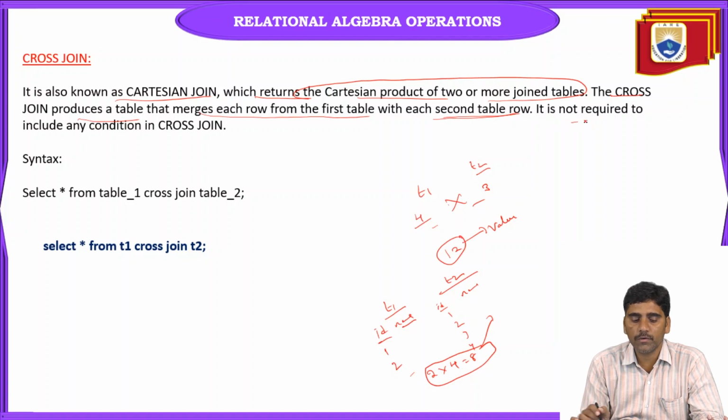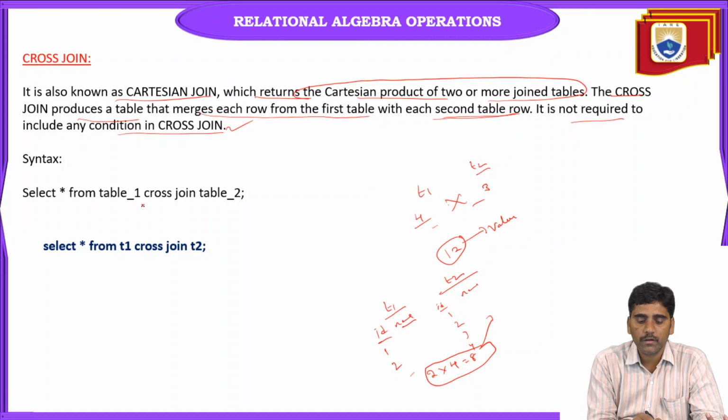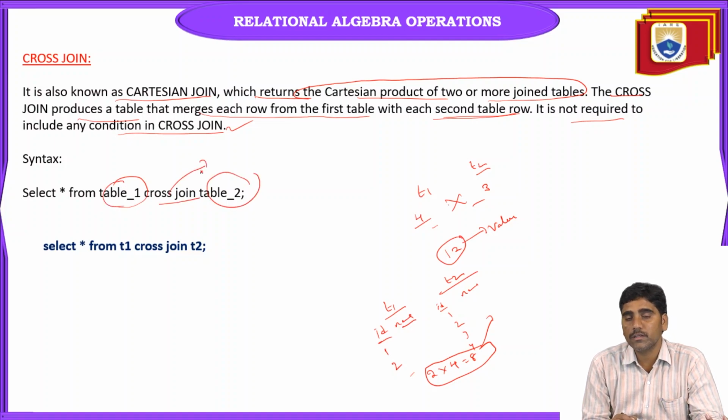And it is not required to include any condition in cross join. There is no need to add or apply a condition. The syntax here is select star from table 1 cross join table 2. So the type of join here is cross join. That indicates that all rows from table 1 will be combined with all rows from the second table.